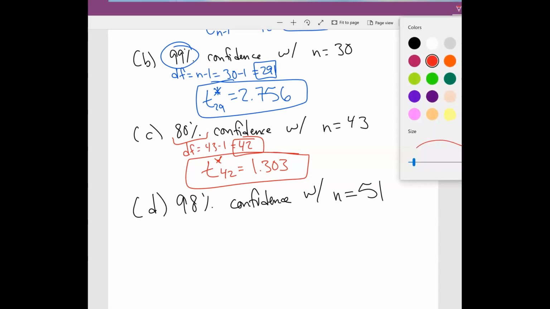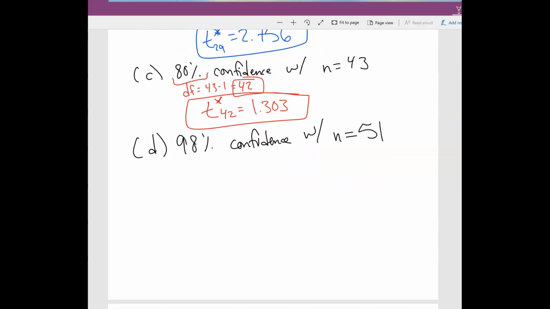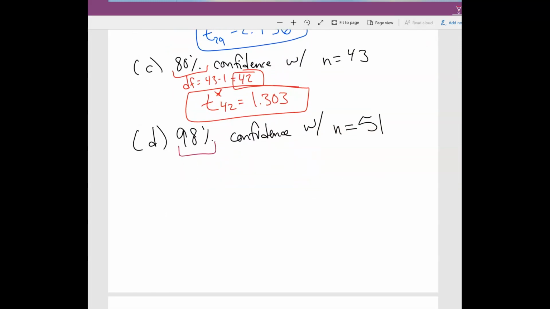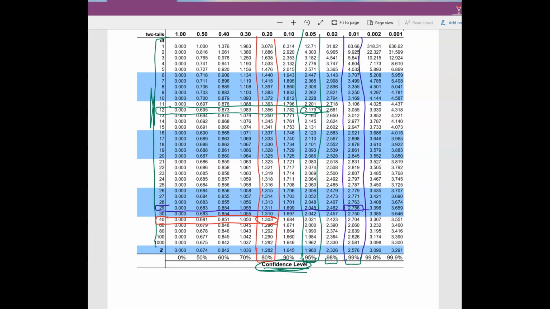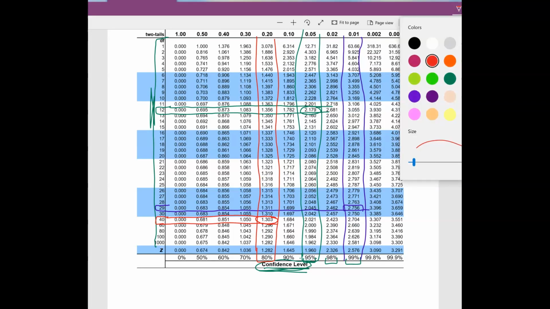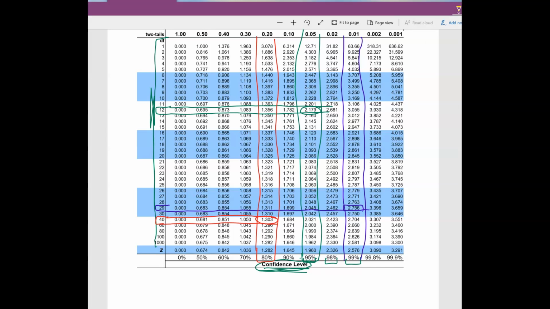Okay, now let's look at the last problem. So we want to look for 98% confidence with n equals 51. So my degrees of freedom will be 51 minus 1, which gives me 50. So at a 98% confidence, we're going to look for 98 and look for 50. 98 is right here. And this is all of 98. And we're going to look for 50. 50, notice that it's not here.